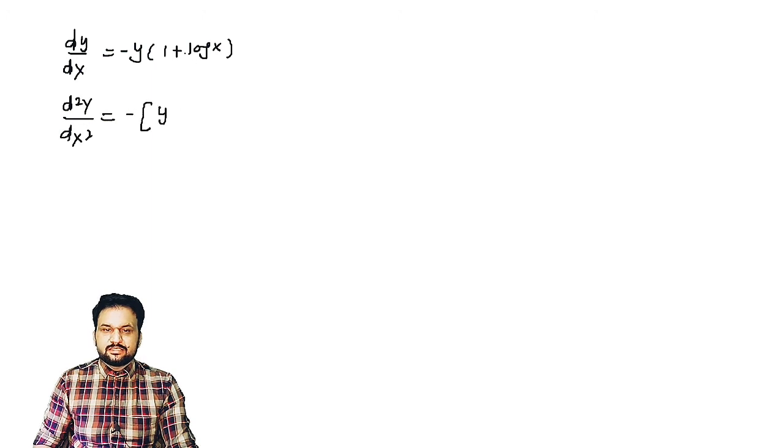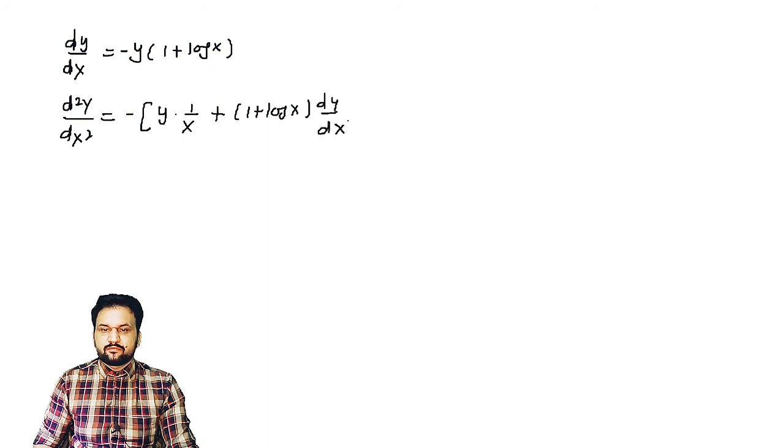So firstly, we have a relation that dy by dx is equal to minus of y and 1 plus log of x. So if I'm finding the double derivative, it means you are finding d2y by dx square. Using the product rule, negative will be there, y as it is, and the derivative of log of x will be 1 by x, and plus 1 plus log of x as it is, and y will give you dy by dx.